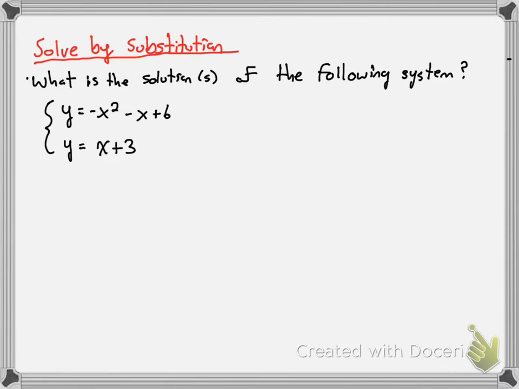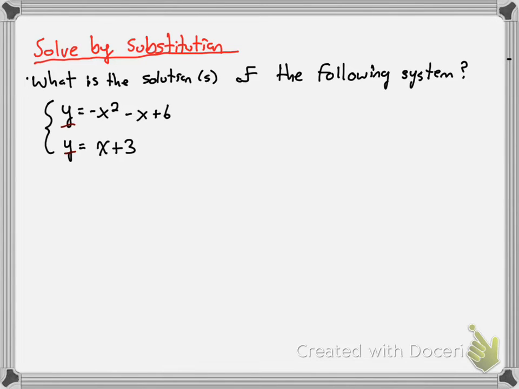The next thing that I want to look at is solving by substitution or solving algebraically. Here I have a similar situation, and they want to know what is the solution or solutions of the following system. y equals negative x squared minus x plus 6, and y equals x plus 3. So if I want to solve algebraically, first I'm going to take a look at the fact that both of these equations are equal to y. So using what I learned in substitution a couple chapters ago, if they both equal y, I can set these equations equal to each other.